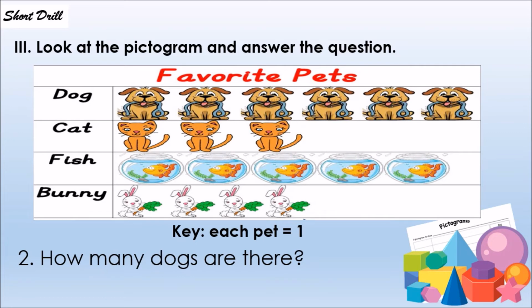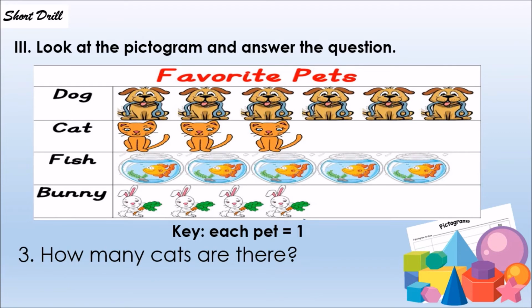Number 2. How many dogs are there? Let us count how many dogs. 1, 2, 3, 4, 5, 6. There are 6 dogs in the graph.